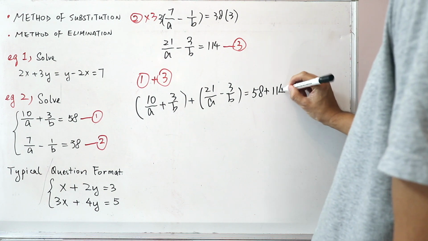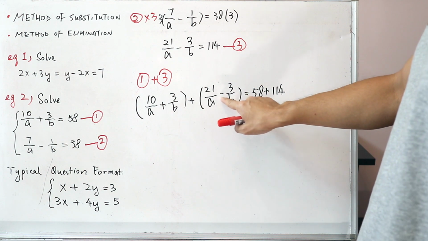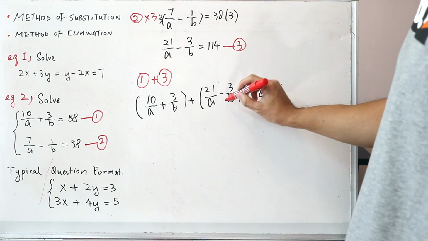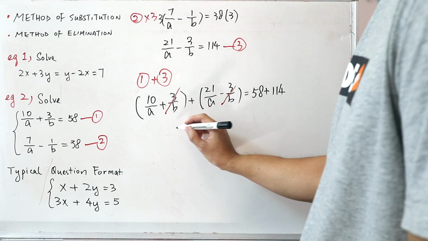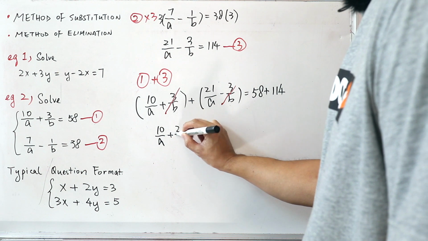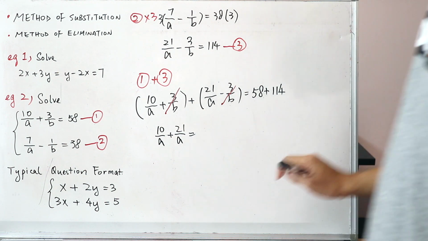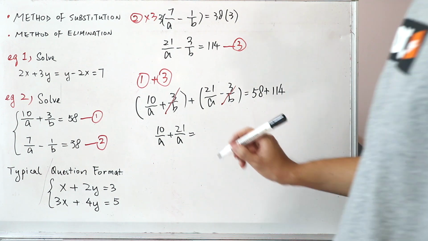So here you can see that we have a 3 divided by b minus 3 divided by b. So these two cancel each other out. So what we're left with is 10 over a plus 21 over a is equal to 58 plus 114. That is 172.